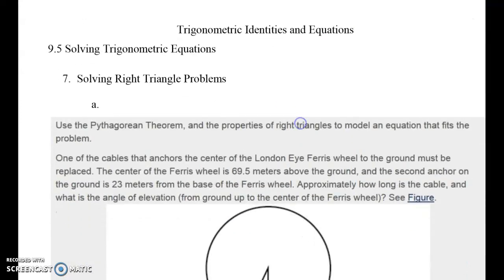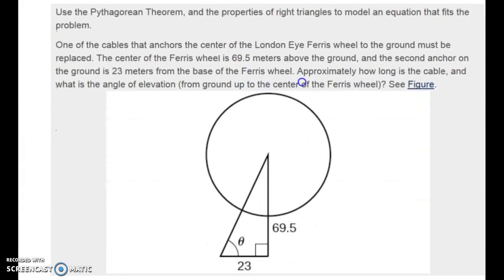Now for part 7 here, we're going to be looking at solving some problems, and so I've put a little bit more information in on these. It says use Pythagorean theorem and the properties of right triangles to model an equation that fits. One of the cables that anchors the center of the London Eye Ferris wheel to the ground must be replaced. The center of the Ferris wheel is 69.5 meters above the ground. So you can see here in a picture, here's our 69.5. And the second anchor on the ground is 23 meters from the base of the Ferris wheel. So we actually get this value as well.